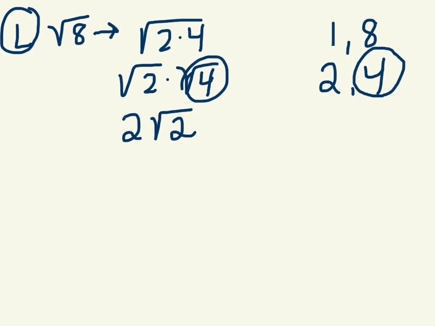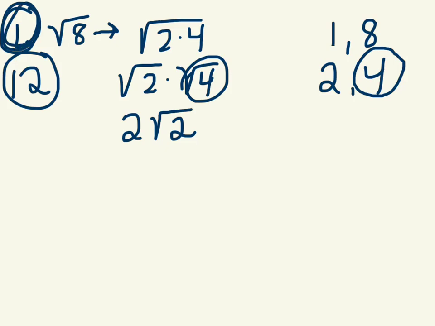I can look over to my right column and I see that that value, 2 square root 2, is 12. So I'm going to look down below on my homework, find the number 12, and underneath the number 12, I'm going to write the letter L.